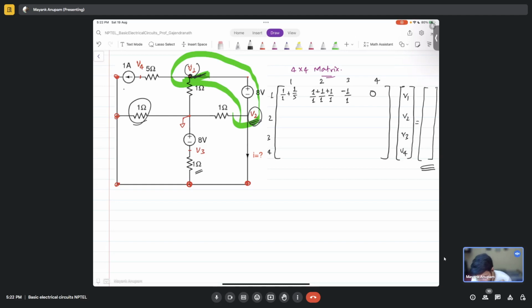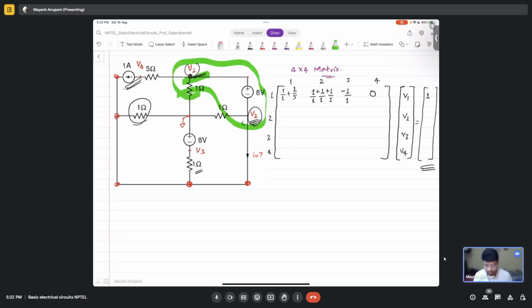Now, what will be the independent current source entering this node V2? It is actually equal to 1 ampere, right? Am I right? This is 1 ampere current source which is entering this super node containing V1 and V2, right? Okay, sir. So we'll have 1 ampere written here.